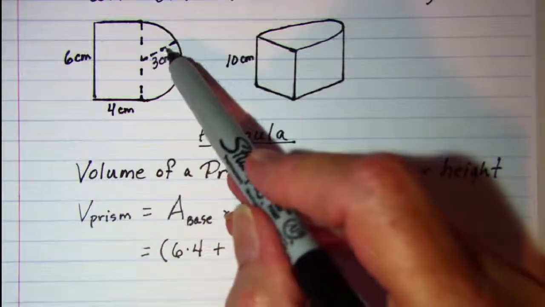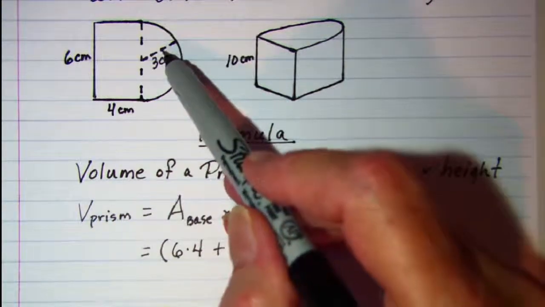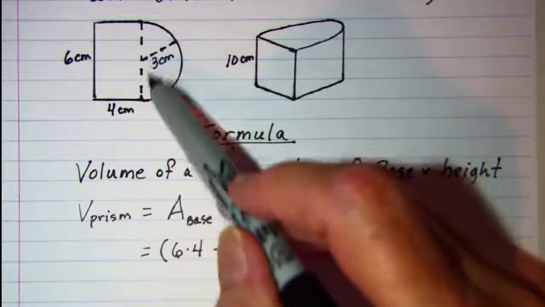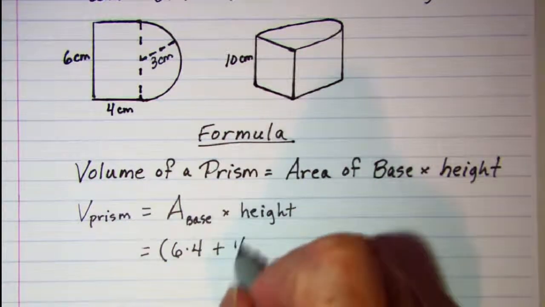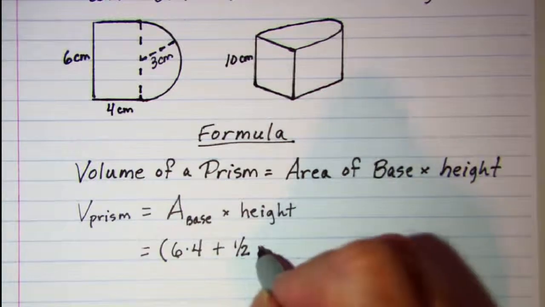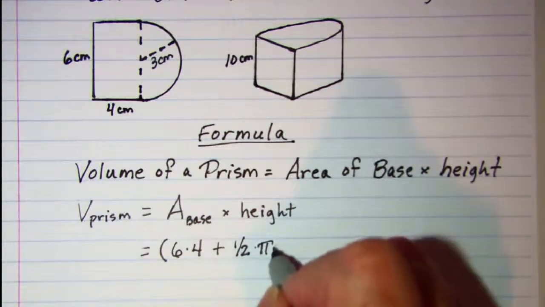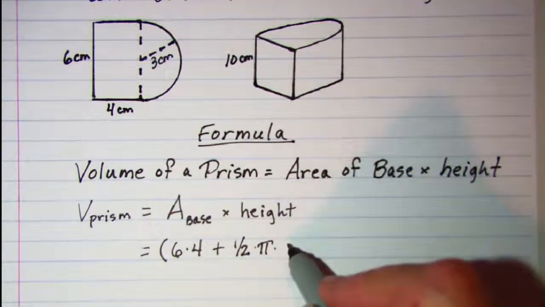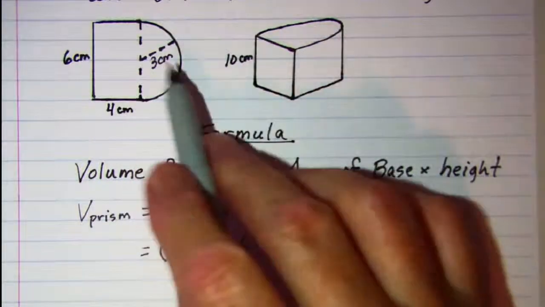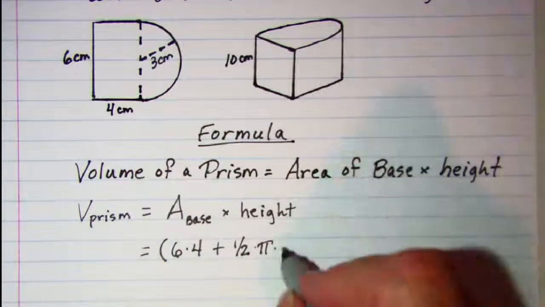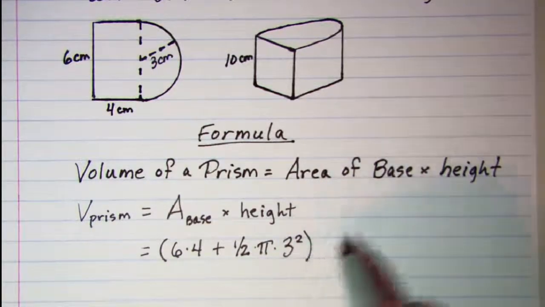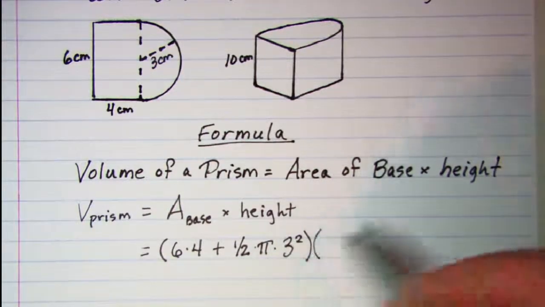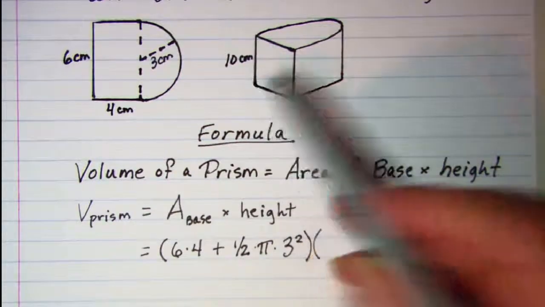The area of a circle is pi r squared, so we want half of that for our semicircle. So 1/2 times pi times our radius squared, which is 3 squared. And then we're going to multiply that by the height of our prism, which is 10.